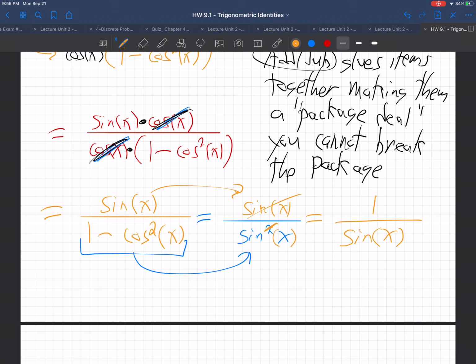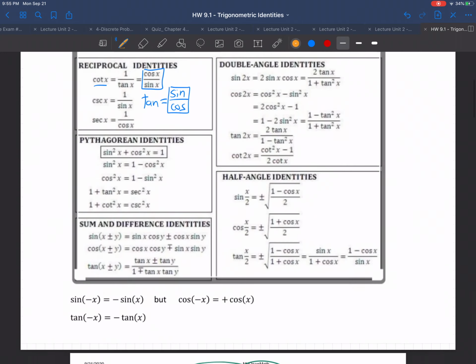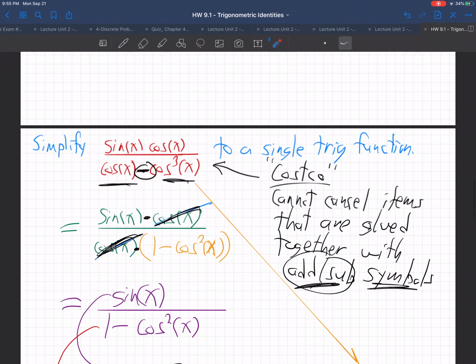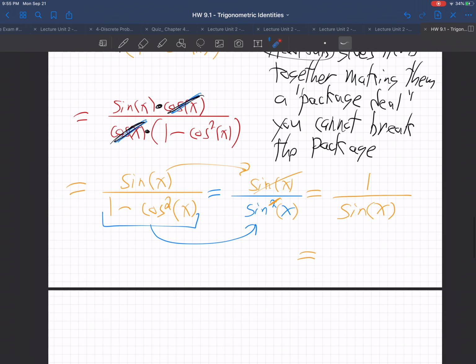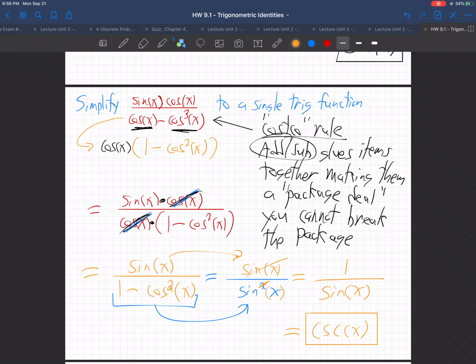Now we can't leave it this way. They don't want a fraction. They want just one clean trig function. What is 1 over the sine? Back to our formula sheet. Back we go. 1 over sine, that's cosecant. So let's go do that. 1 over sine is just cosecant of x. And there we go. That's the answer they want on that problem. So what we see is all of this bore down and became that by simplification.